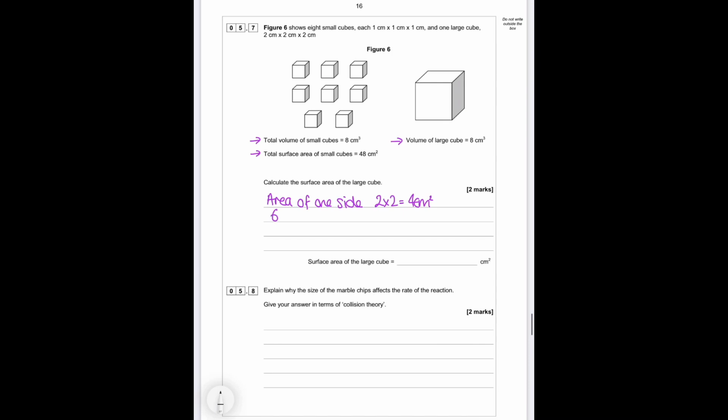So we would do 6 times 4, and that would give us 24 centimetres squared. So our answer here would be 24.